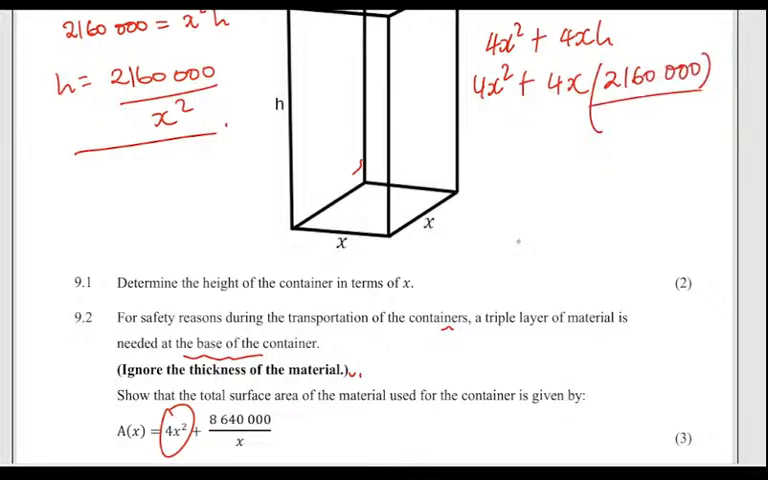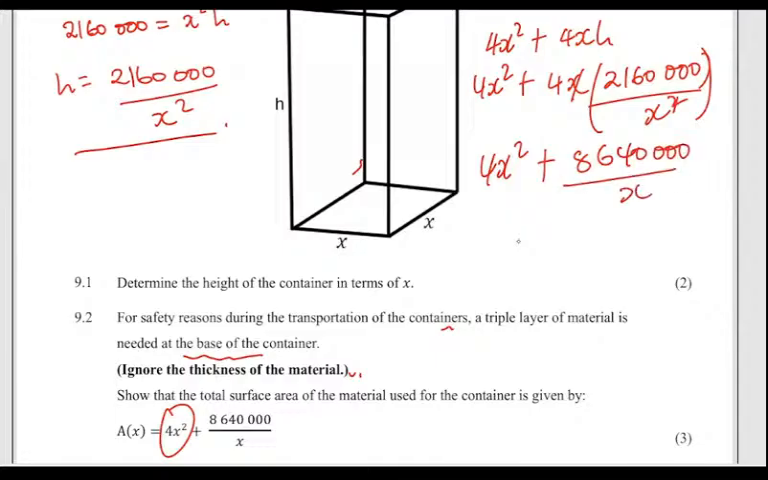2,160,000 over x squared. All right, so this x can cancel one x. What is 4 by that? So 4x squared plus 2,160,000 times 4. We're going to get 8,640,000 over x. Isn't that what the question wanted? How beautiful it is to be given answers.